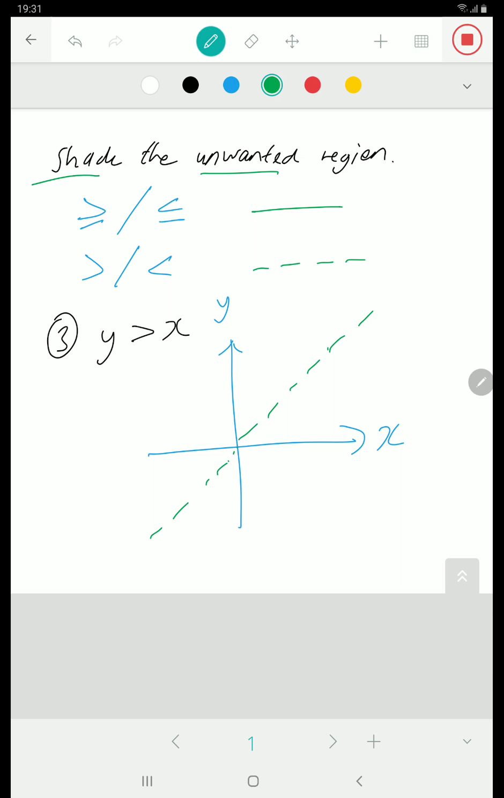so next, we don't know which is the R part. Let's say I'm not sure is this side or this side, so how am I going to know? So let's say if here I take a point, let's say here is 0, 3. Okay, I sub in. Y is 3. Is it bigger than 0? Yes, congratulations. So the region R will be this side. So you shade the unwanted region, so you shade the other side.